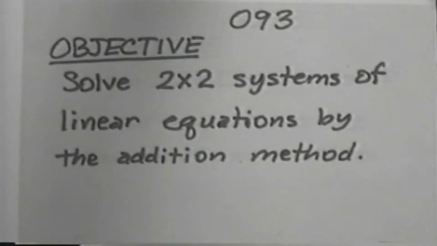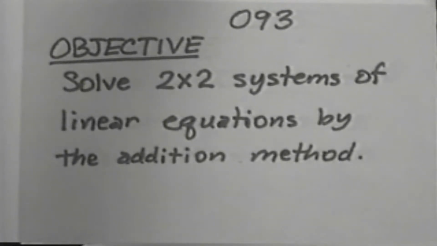Our objective on this tape is to solve 2x2 systems of linear equations by the addition method. Prior to this tape, you should have been working with solving 2x2 systems of linear equations by graphing and by the substitution method. Each of those is a rather specialized method. Graphing works beautifully when the equations can easily be graphed and when the solution is integers. The substitution method is ideal when it is easy to get one of the letters in the equation by itself.